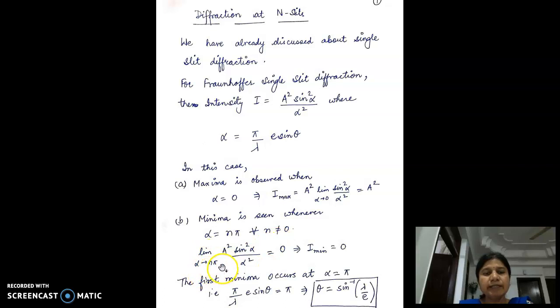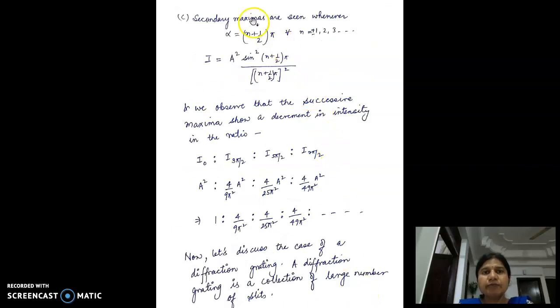As alpha tends to n pi, the A squared sine squared alpha by alpha squared function goes to 0, so the intensity is minimum. The first minima corresponds to alpha equals pi. If I substitute the value of alpha, pi by lambda e sine theta equals pi, I can evaluate theta to be equal to sine inverse lambda by e.